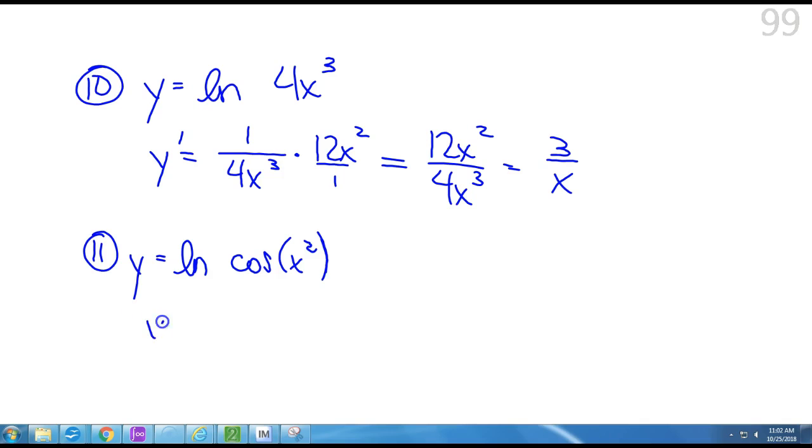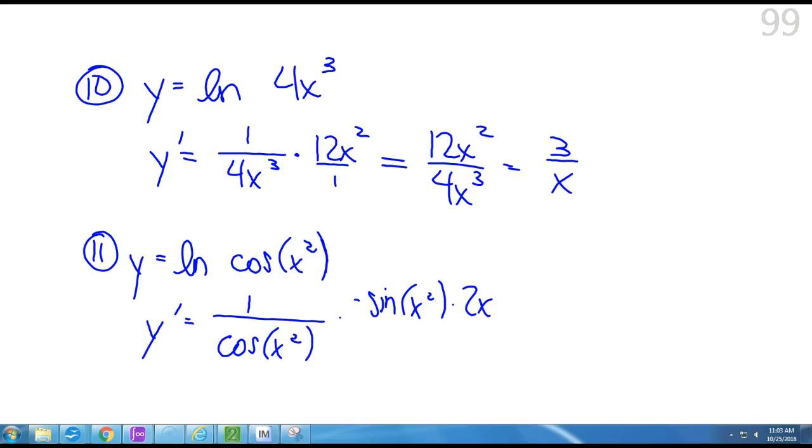Okay, so your big guy here is what? ln. Your middle is the cos. Your little is the x squared. So the derivative of ln is 1 over the thing that is being ln'd. Then we got to go down the road. So then the derivative of cos is negative sine, leave the x squared, and then times 2x.